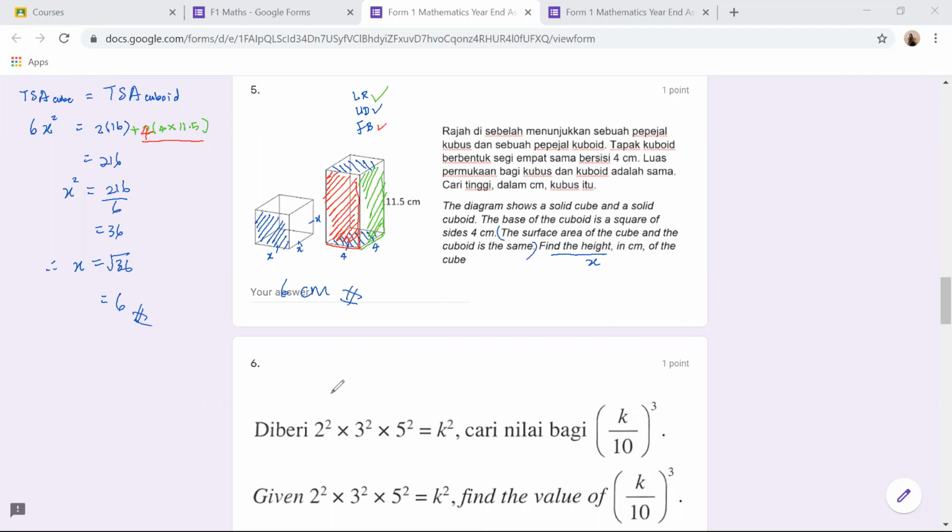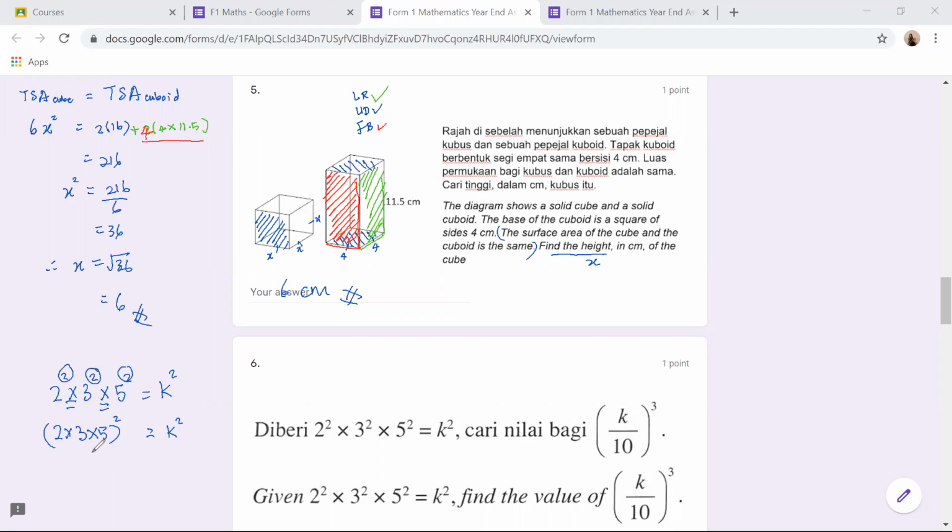Okay. Now, number 6. We are given 2 squared times 3 squared times 5 squared equals to k squared. I'm not sure whether you learned this or not. When you see square, you can actually take the square out and put outside the bracket, equals to k squared. Only for multiply and divide, you can do this. Just take the square out.